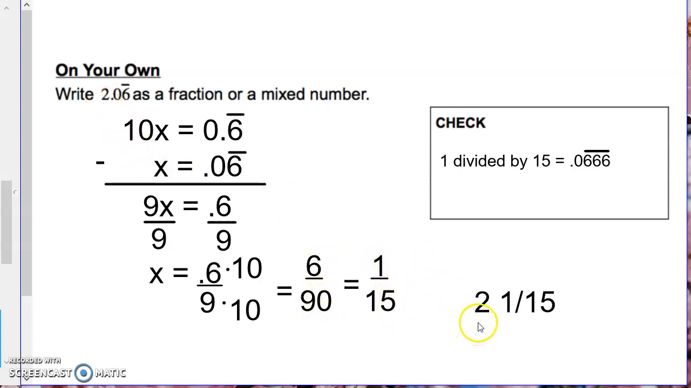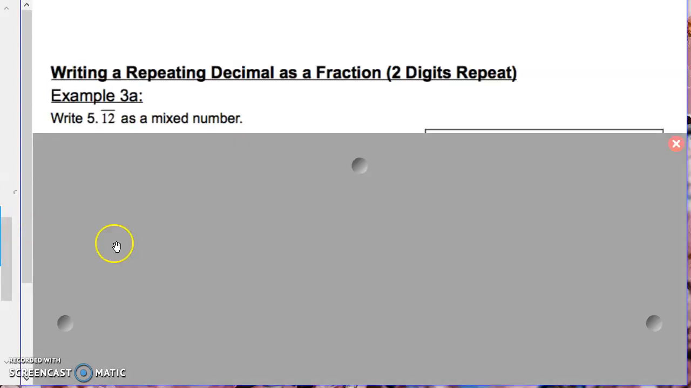So then to put that 2 back there, it would give me a fraction of 2 and 1/15, or a mixed number, I should say. Then to check it, 1 divided by 15 is 0.0666 repeating. Now, those 3 examples were tricky ones. Most of the time, we won't have decimals that are quite that tricky, but that is how you would turn those repeating decimals into fractions.